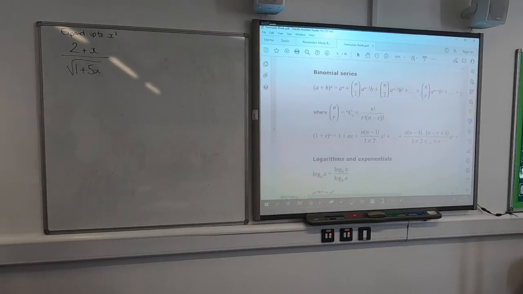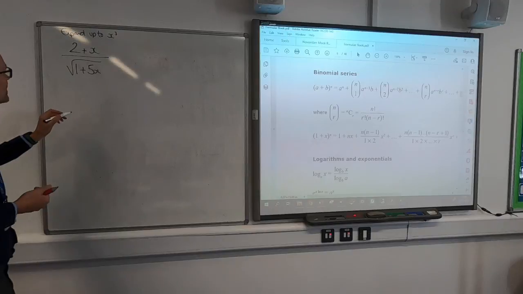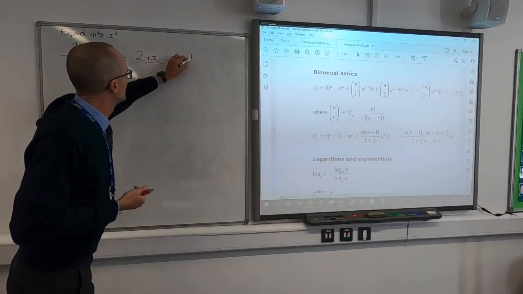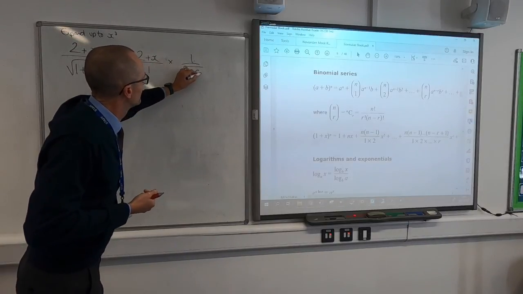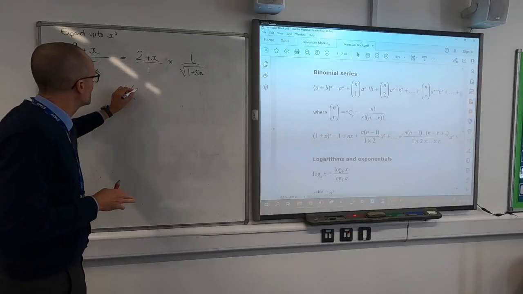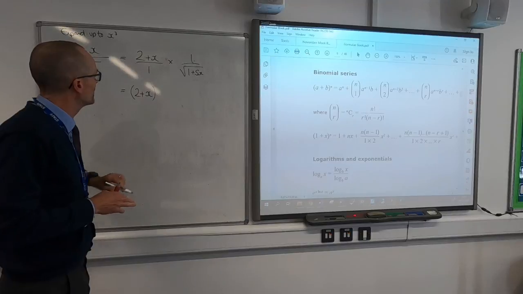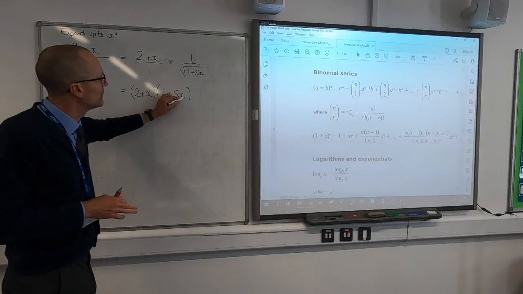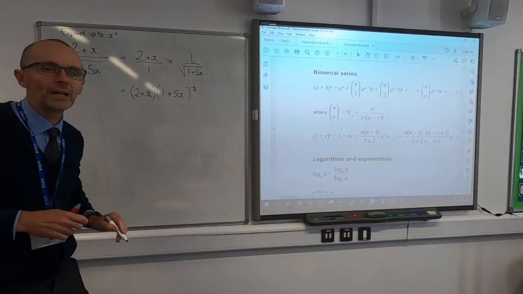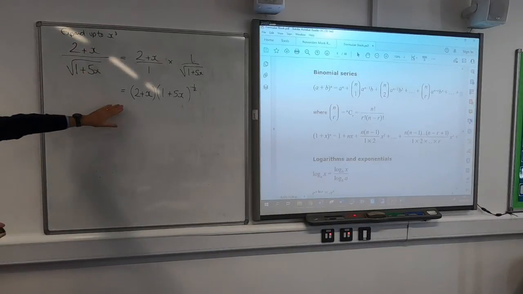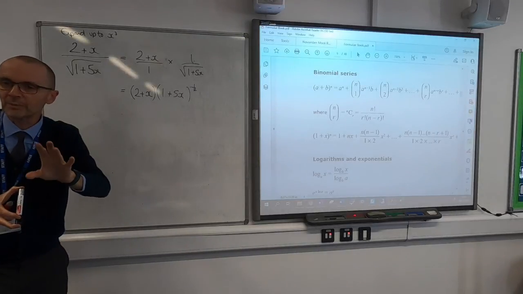However, if I rewrite it as that, I could say, well, okay, another way of writing this is 2 plus x multiplied by, well, how else can I write that? Well, it's the square root, and it's 1 over the square root, so it's the power of minus a half. So understanding that this can be written like this is a crucial step of understanding.